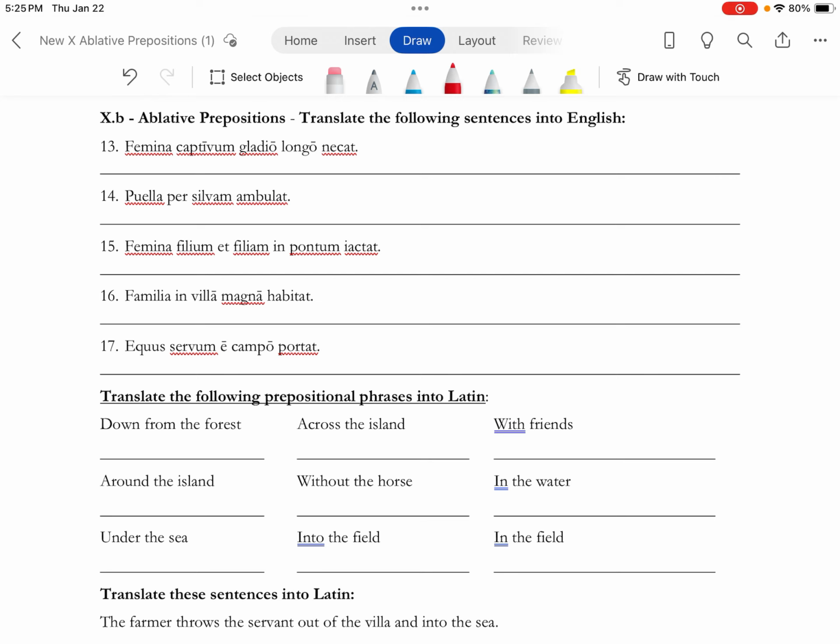So we've got a T there. Our T, he, she, or it is going to be the femina. So the femina, the woman, kills. All right, captivum, the captive. Gladio longo, with a long sword.